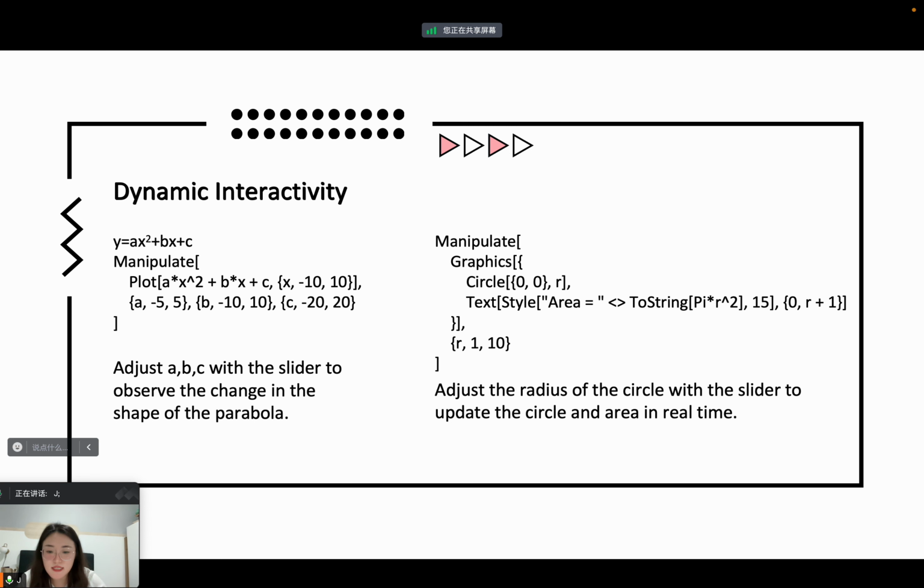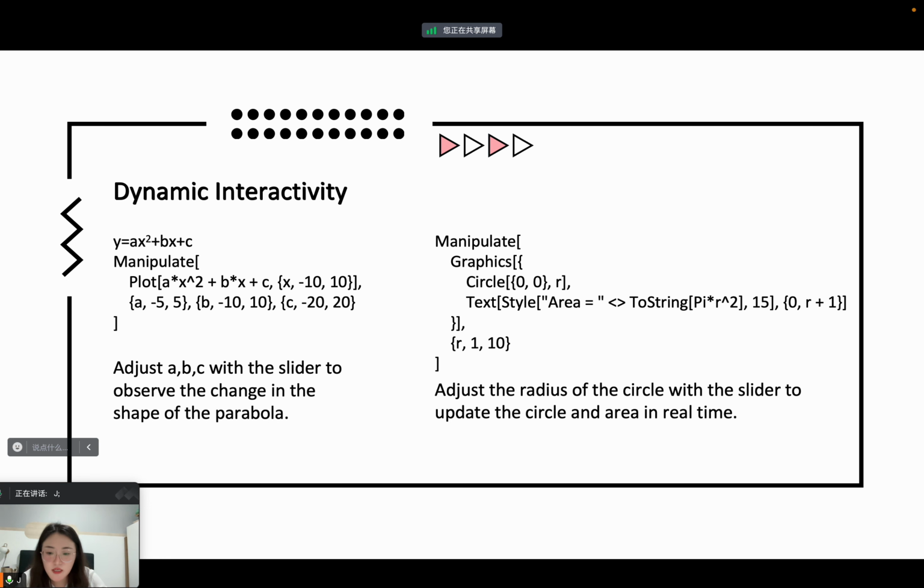The fourth is dynamic interactions. Mathematica's dynamic interaction capabilities, implemented through Manipulate, dynamic and interactive elements, enable users to adjust parameters in real time and watch results change. For example, with dynamic function plotting, you can enter a function and use sliders to adjust a, b, c to see how the shape of the parabola changes.